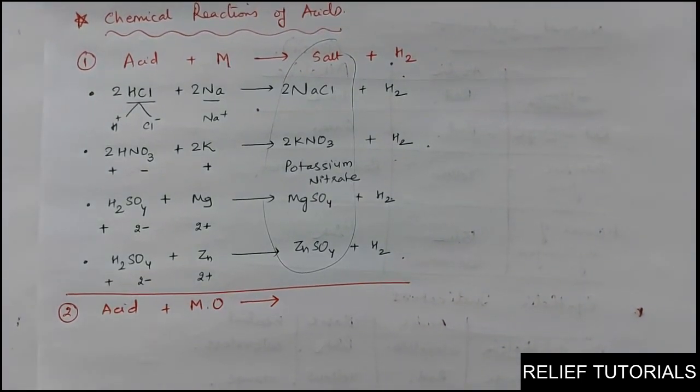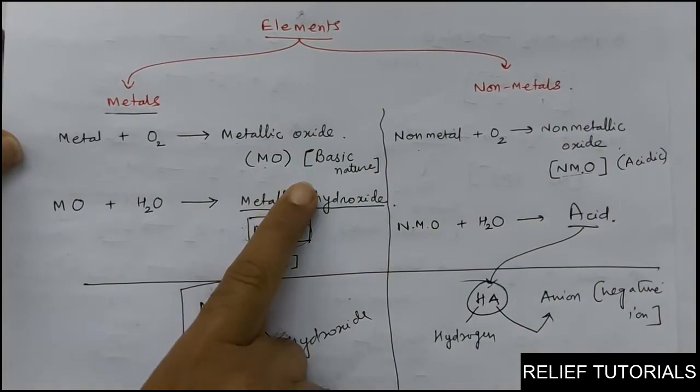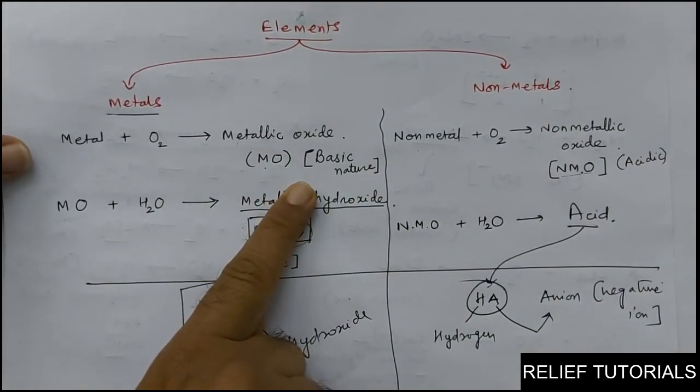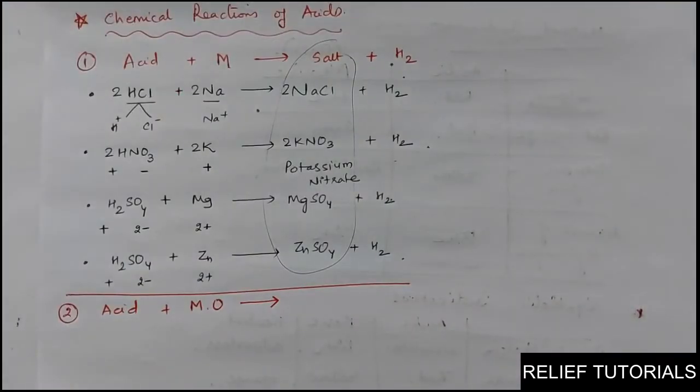When acid reacts with metallic oxide. Recently we have seen that metallic oxides are basic in nature. So this is acid, and this is basic in nature.